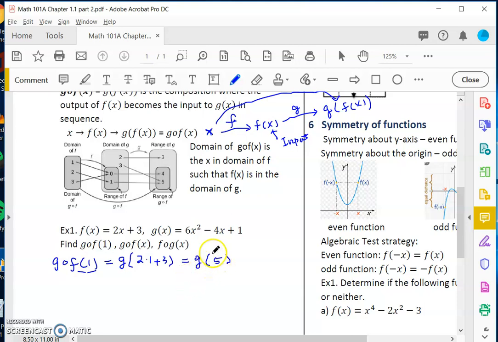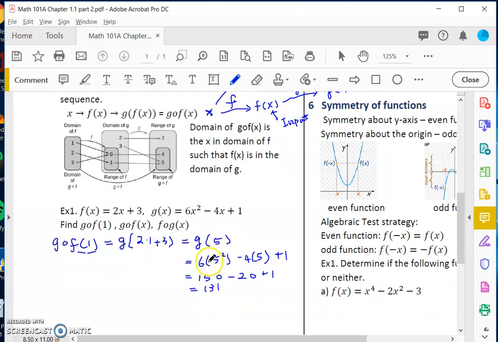Now I want to put this 5 into g. So I would put this 5 as an input into g. It would be 6 times 5 squared minus 4 times 5 plus 1. Oh, that's really big. So it is 6 times 25 is 150, right? Minus 4 times 5 is 20, and then plus 1. So 150 minus 20 is 130, so it's 131. Okay, or you can use a calculator to do it.